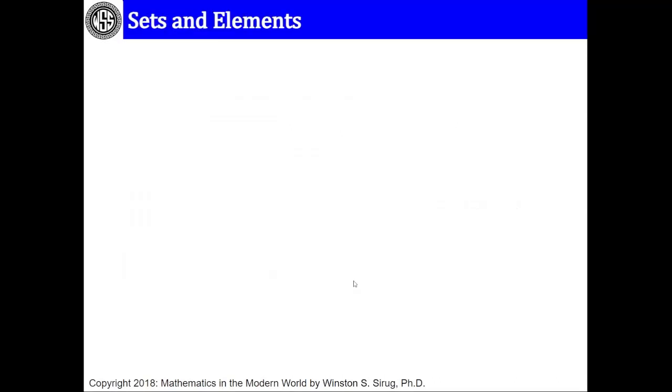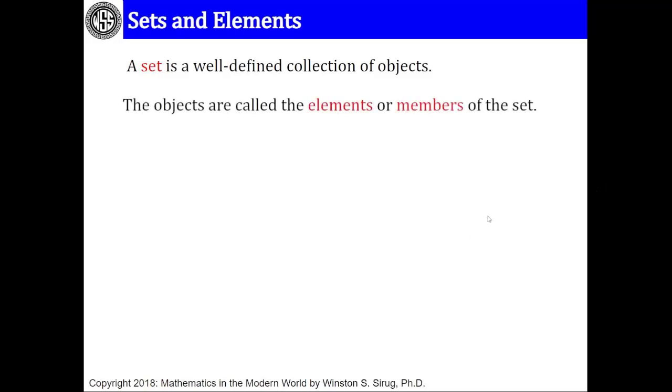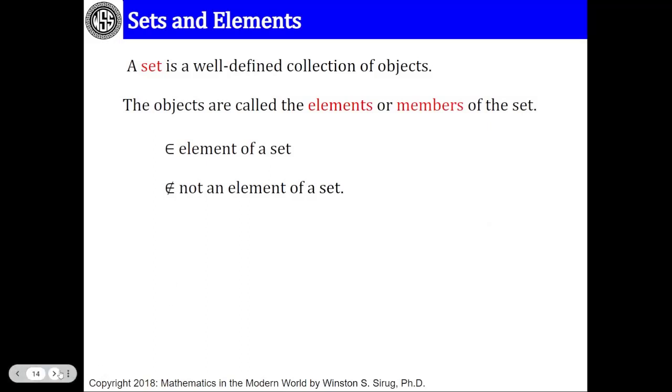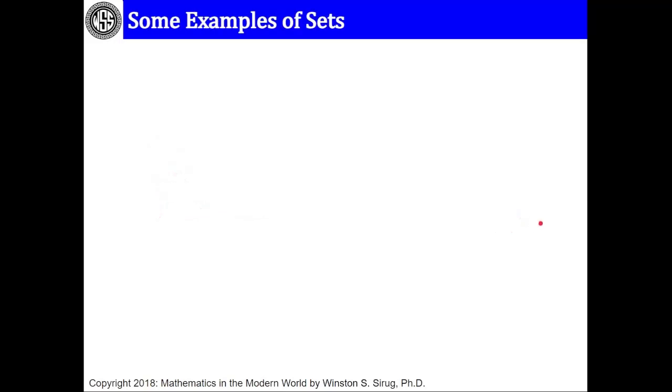So, the set theory has sets and elements. So, a set is a well-defined collection of objects. So set, we have the objects are called elements or members of the set. So we represent an element of a set as this character, or this character, as an element of a set, and with a slash, not an element of a set.